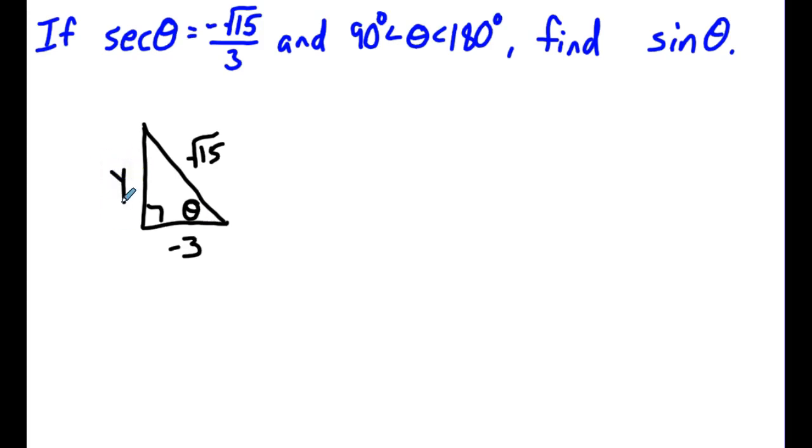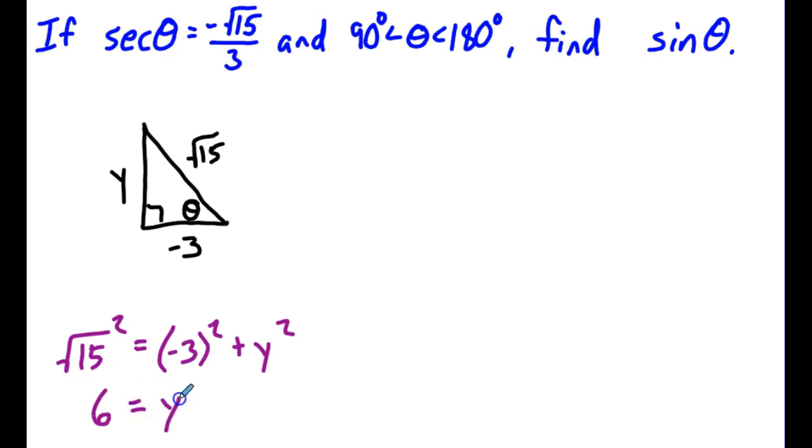Again, we need to find what this y value is. Using the Pythagorean theorem, radical 15 squared is equal to negative 3 squared plus y squared. Radical 15 squared is 15. Negative 3 squared is 9. So 15 minus 9 gives us 6 is equal to y squared, which means y is equal to radical 6. So the side length is radical 6.